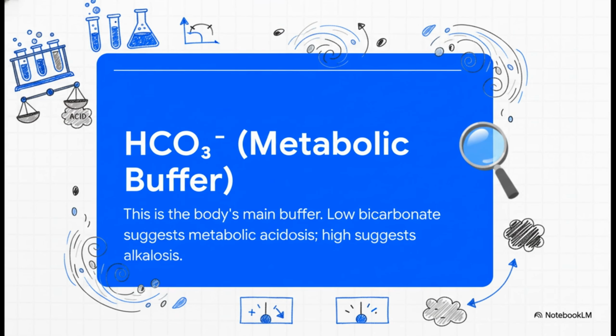All right, now let's look at the metabolic suspect's signature move: bicarbonate, or HCO₃-. This is the body's main base, its buffer against acid. So if your bicarbonate is low, it means the body has either lost its buffer or maybe gained too much acid, leading to metabolic acidosis. And if it's high, that points you straight towards metabolic alkalosis.